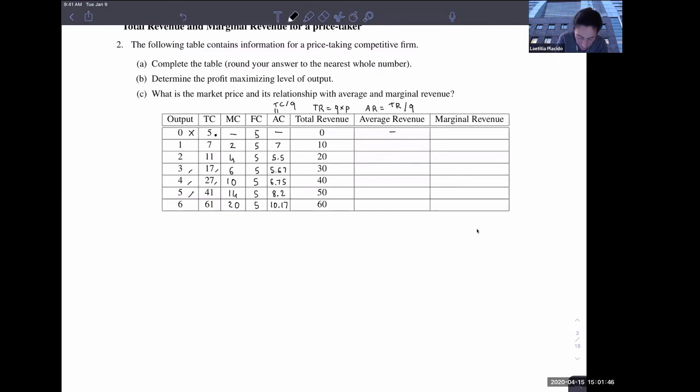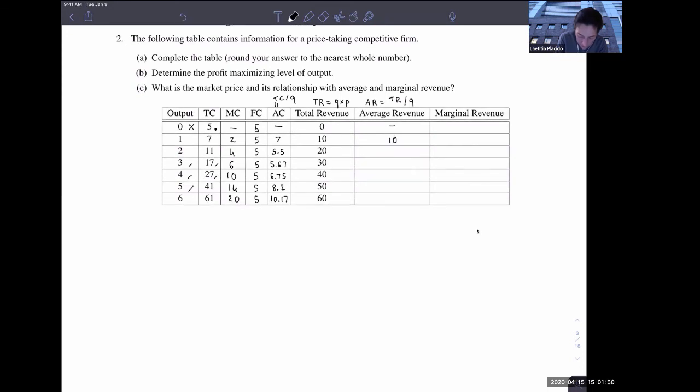So when Q is 1, total revenue is 10. So 10 divided by 1 is 10. When total revenue is 20, I produce 2 units. So average revenue is 20 divided by 2, which is 10. When total revenue is 30, I'm producing 3 units. So again, average revenue is 30 divided by 3, so it's 10. And you can continue like this.